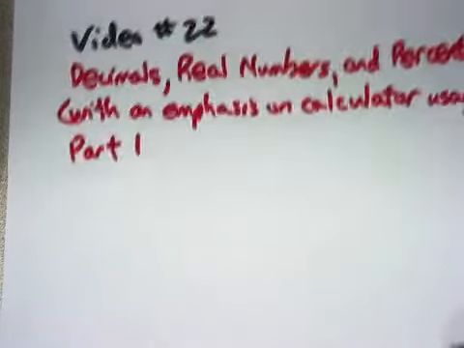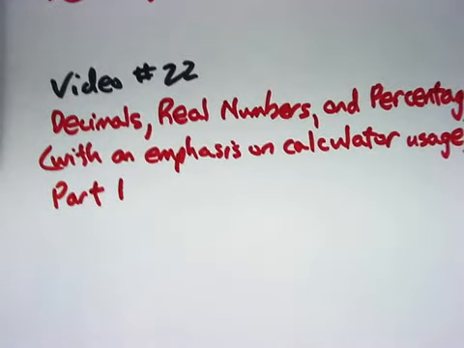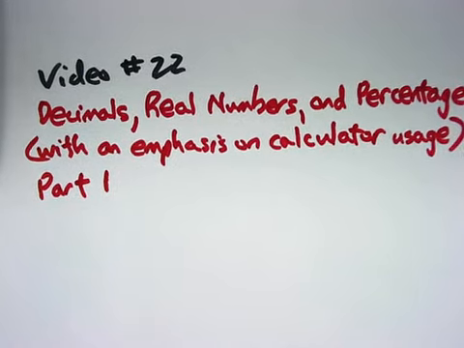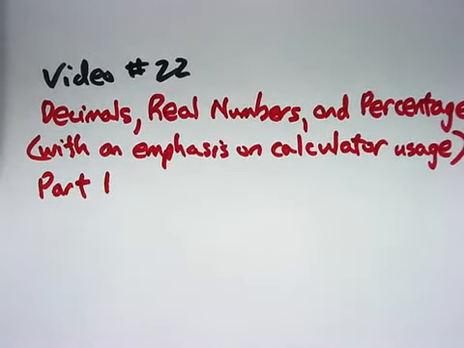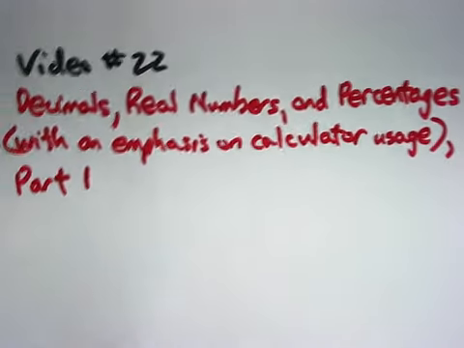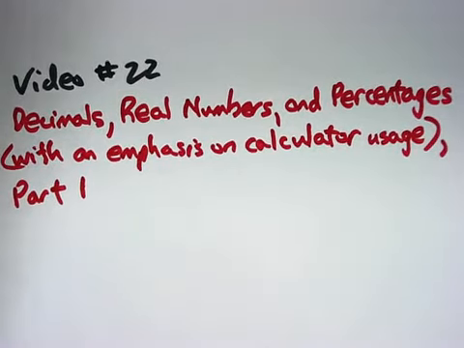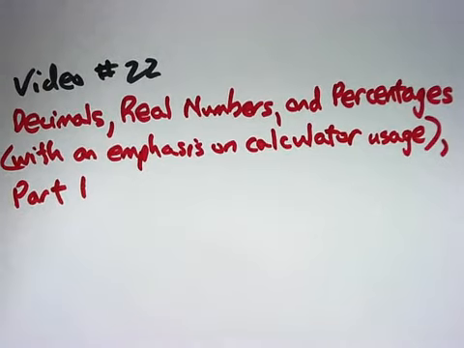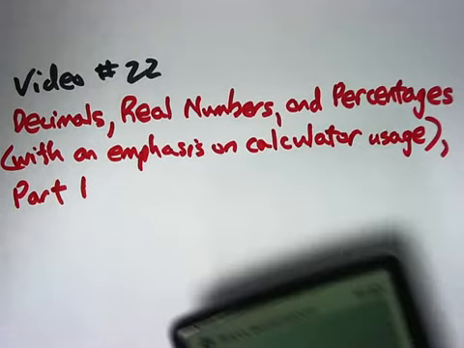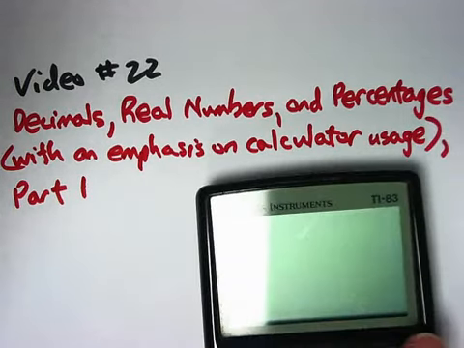It's actually the third sub-series in my overall large series here. The first sub-series focused on the arithmetic of integers. The second sub-series focused on the arithmetic of rational numbers. And now in this sub-series we're moving on to what I call decimals, real numbers, and percentages, with an emphasis on calculator usage. So I've got a calculator here, a graphing calculator that I'll use from time to time.